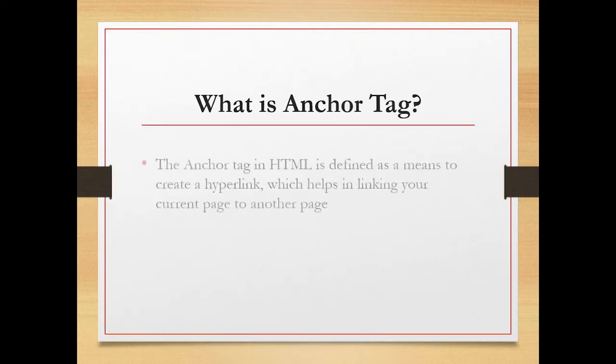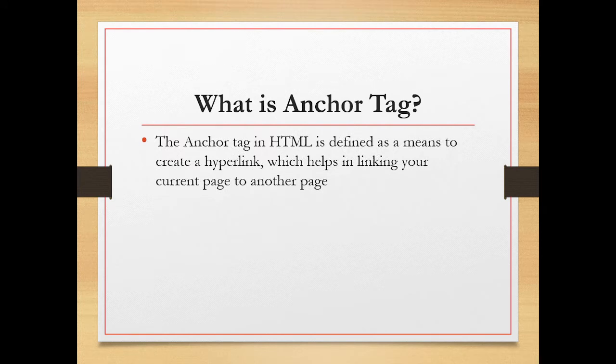What is an anchor tag? The anchor tag in HTML is defined as a means to create a hyperlink, which helps in linking your current page to another page. So with the help of the anchor tag, we can create hyperlinks that give us the permission to connect to multiple pages. That's why whenever you visit a particular website, they have multiple pages with a link. You click on the link and it will navigate you to another page. So that is what is done with the help of an anchor tag.